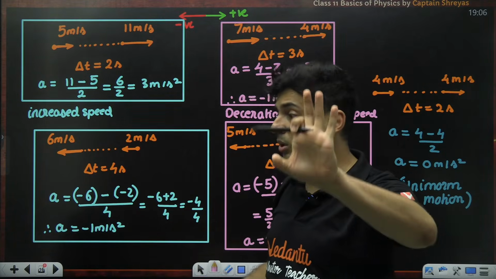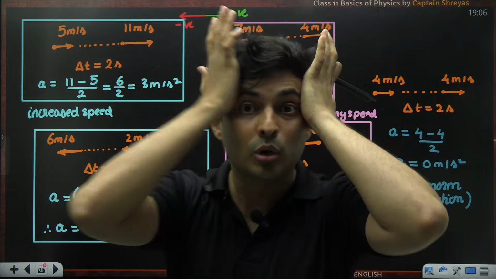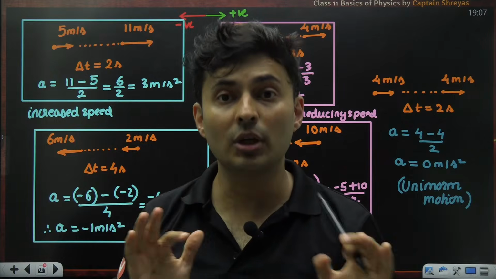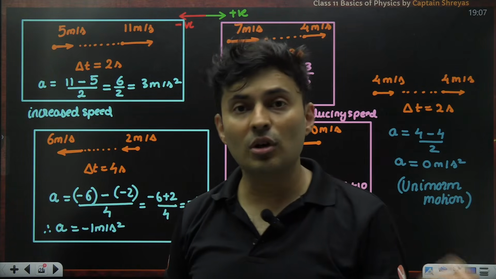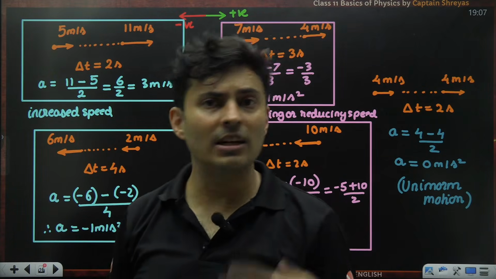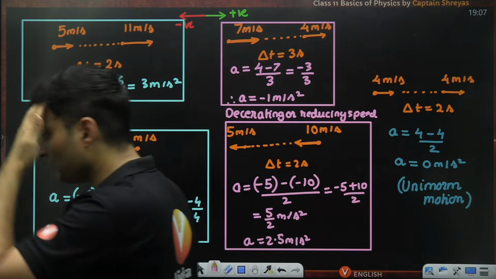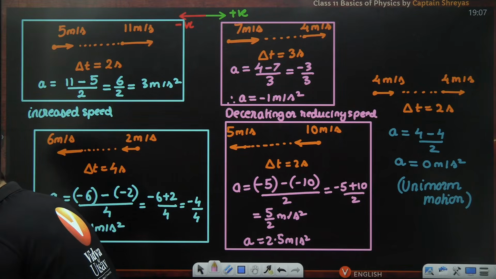Guys, if somebody has told you that, throw that concept out of your head, because Shreyas sir is going to tell you the truth. A is positive does not mean acceleration, and A is negative does not mean retardation. That is wrong. Completely wrong concept in physics. Got it? It is wrong.